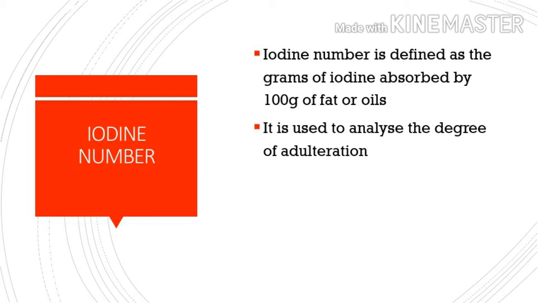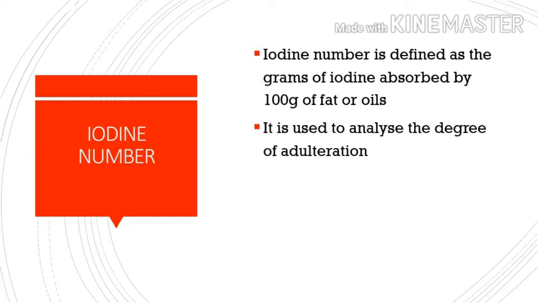Iodine number is defined as the grams of iodine absorbed by 100 gram of fat or oils. It is used to analyze the degree of adulteration. That point is very useful. Iodine number is used to analyze the degree of adulteration. So, iodine number is defined as the gram of iodine absorbed by 100 gram of fat or oils.